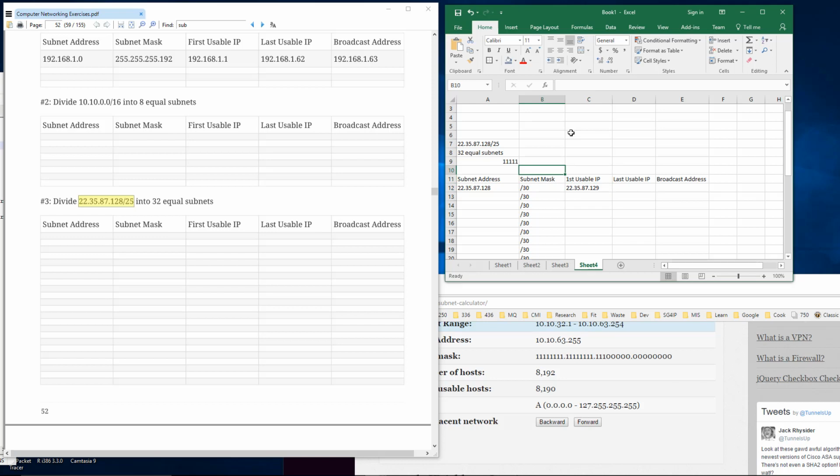What's my last usable IP address? So how many hosts can I support? Equals 2 to the what? 32 minus 30 is 2, minus 2. Okay, that's not a whole lot of usable IP addresses. That's okay, it's perfectly valid. So my beginning network address was 22.35.87.128. So I'm going to add 2. I get 130. My broadcast address will be 22.35.87. I'm just going to add 1 to my last usable IP address, 131.